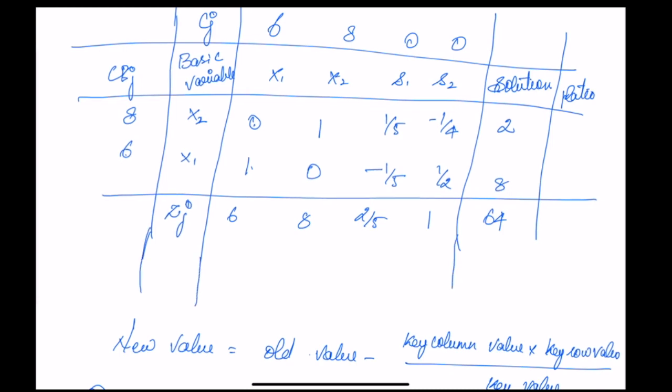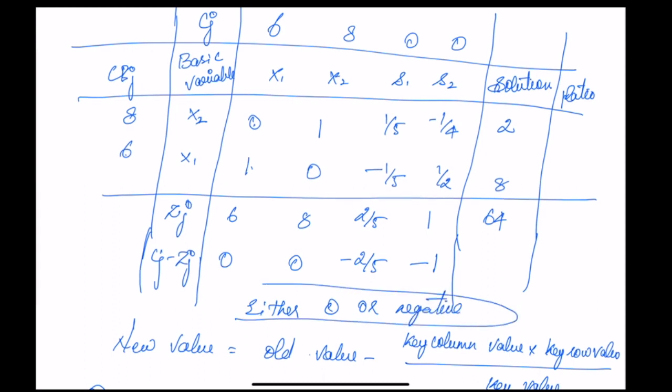And then we are going to find out Cj minus Zj. Cj values are 6, 8, 0 and 0. Zj are 6, 8, 2 by 5, 1. So 6 minus 6, 0. 8 minus 8, 0. 0 minus 2 by 5, minus 2 by 5. 0 minus 1, minus 1. At last, all the values of Cj minus Zj are either 0 or negative. Okay, hence we have attained the solution. All the values of Cj minus Zj are 0 or negative, hence we have attained the solution.